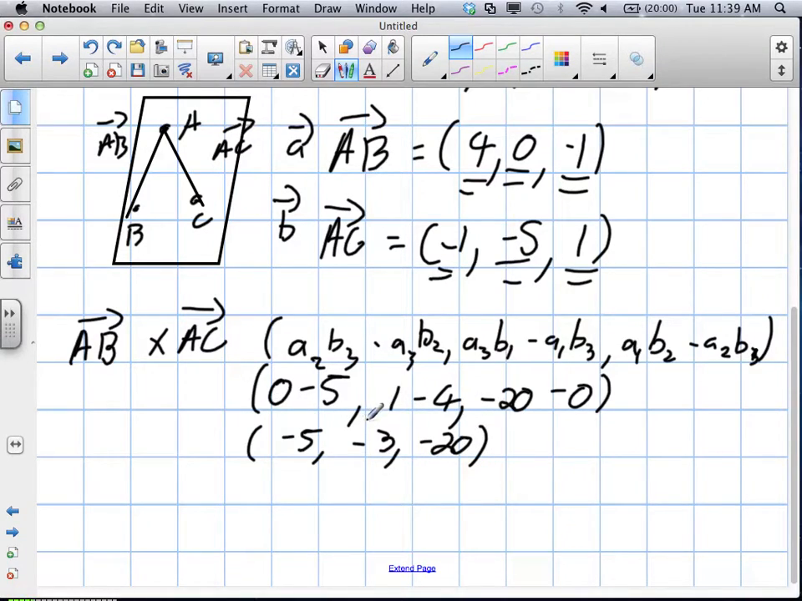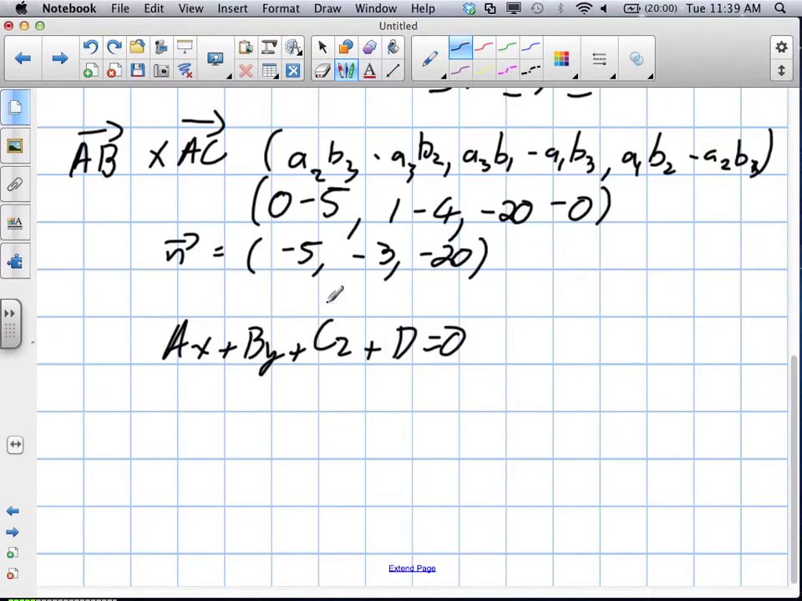This is a perpendicular directional vector from vectors AB and AC, which means this can represent our normal. This will be perpendicular to that point. If we have the Cartesian form of the plane, Ax plus By plus Cz plus D equals 0, we have our normal, which gives us negative 5x. This is our A, B, and C values. Negative 3y minus 20z plus D.